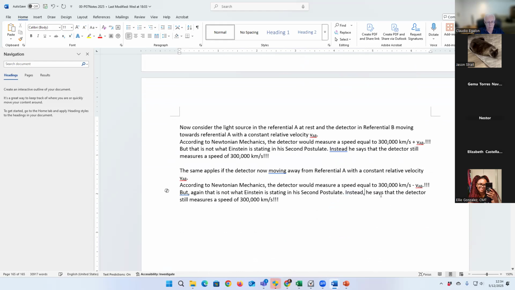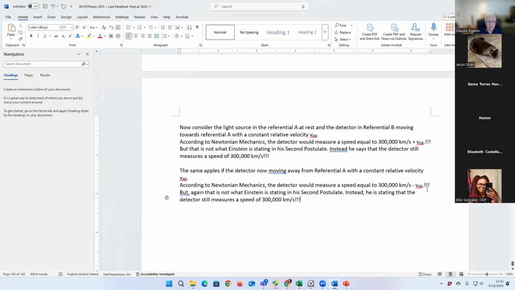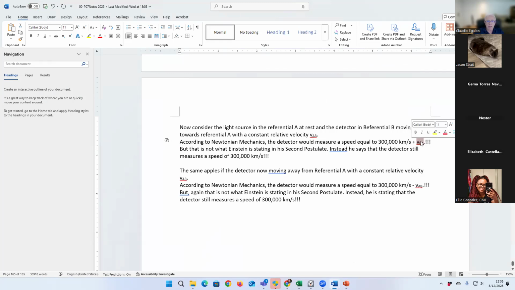Instead, he's stating that the detector still measures a speed of 300,000 kilometers per second. And I'm going to show that to you again. Now the detector is moving away. It's B with respect to A.